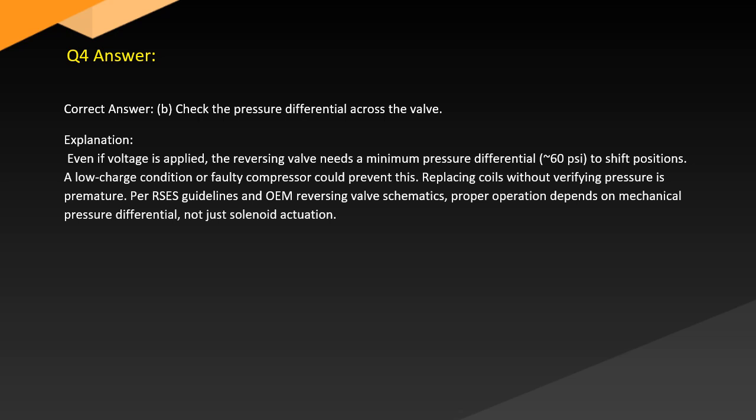Answer. Correct answer, B. Check the pressure differential across the valve. Explanation. Even if voltage is applied, the reversing valve needs a minimum pressure differential, around 60 psi, to shift positions. A low charge condition or faulty compressor could prevent this. Replacing the coil without verifying pressure is premature. Per manufacturer guidelines and OEM reversing valve schematics, proper operation depends on mechanical pressure differential, not just electrical actuation.